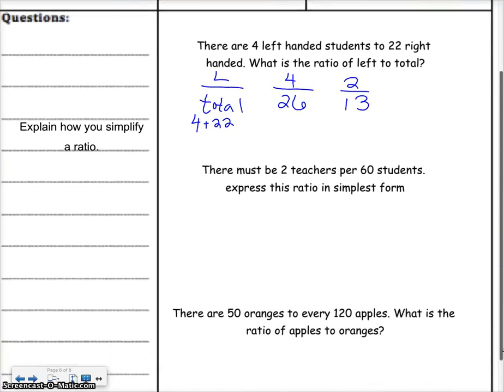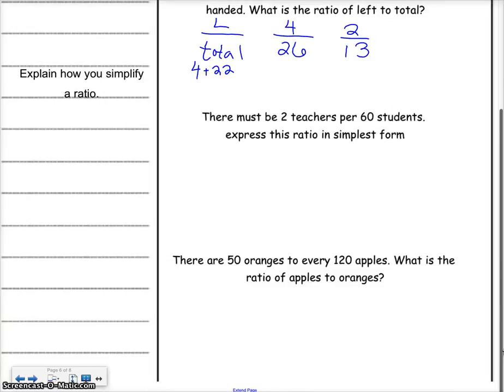There must be 2 teachers per 60 students. Express this ratio in simplest form. So what am I comparing? Tell me. Teachers to what? Yeah, teacher is to students. How many teachers? 2. How many students? 60. Okay, and then simplify it. 1 teacher per 30 kids.